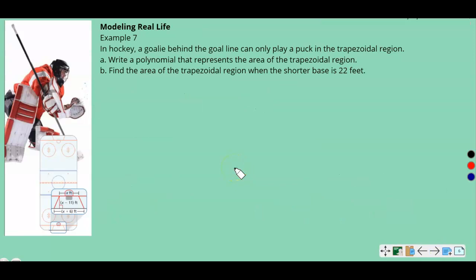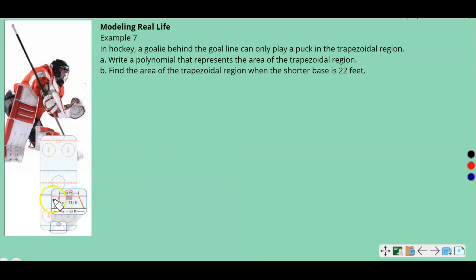All right, last example. Example 7. In hockey, a goalie behind the goal line can only play a puck in the trapezoidal region. Write a polynomial that represents the area of the trapezoidal region. Find the area of the trapezoidal region when the shorter base is 22.